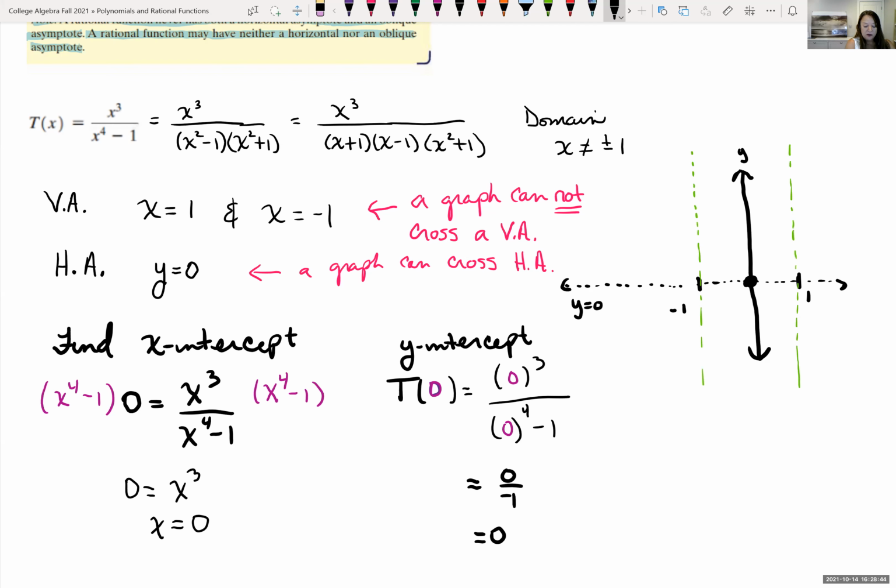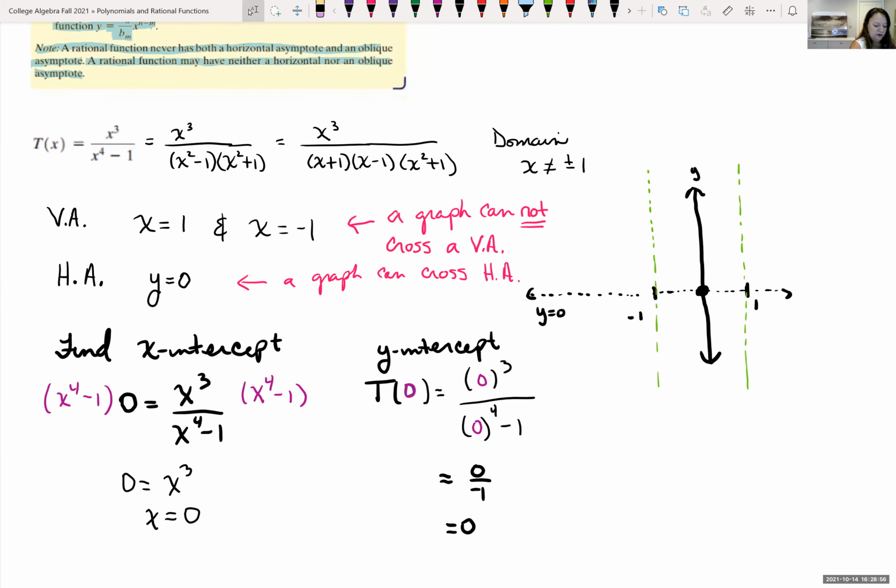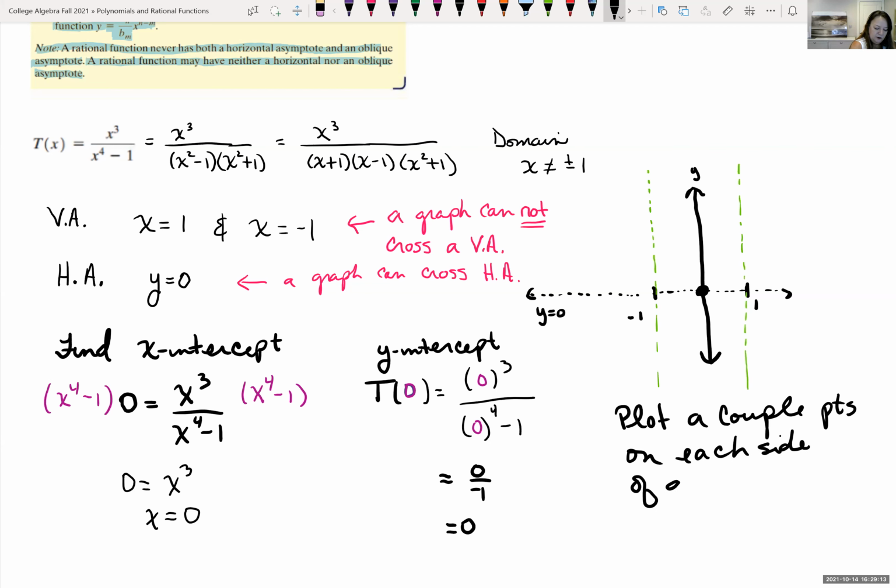Okay. So to see what's going on with the graph, we just want to plot a couple of points on each side of a vertical asymptote. And that will kind of tell us which direction it's going. So let's plot some points, a couple points on each side of a vertical asymptote.